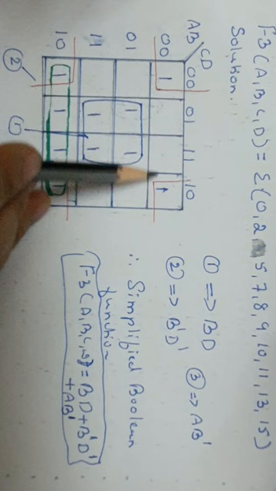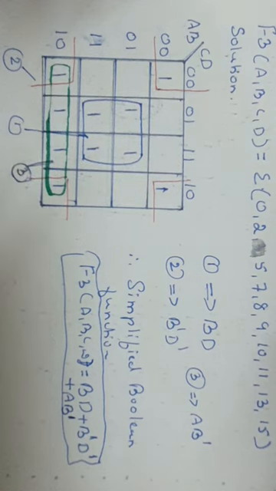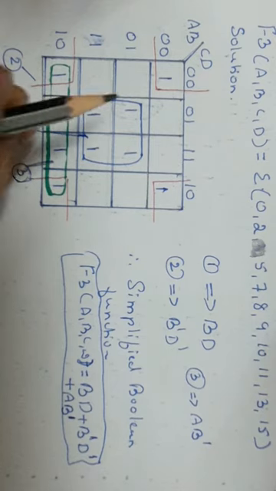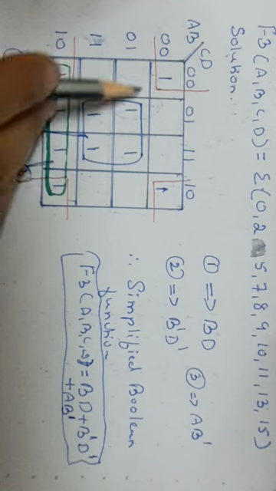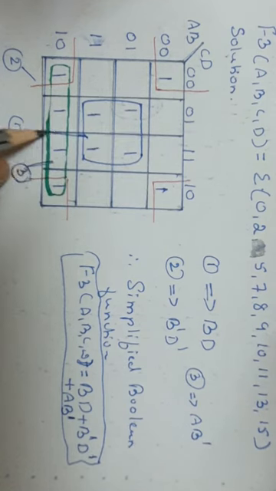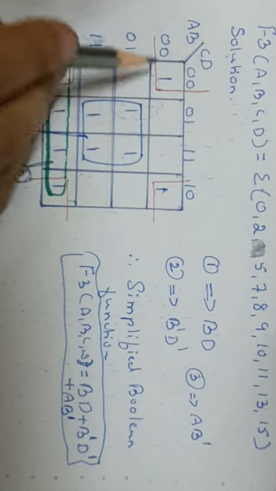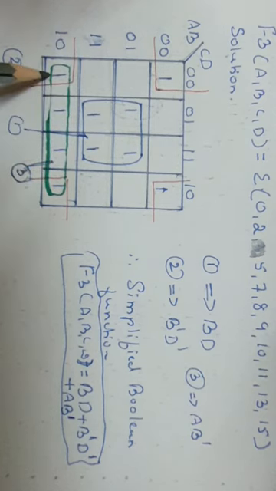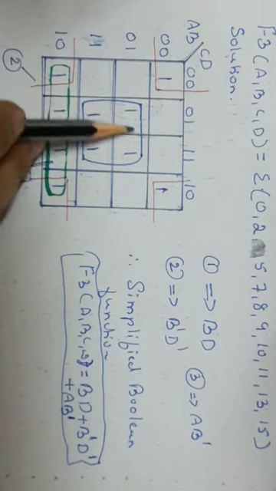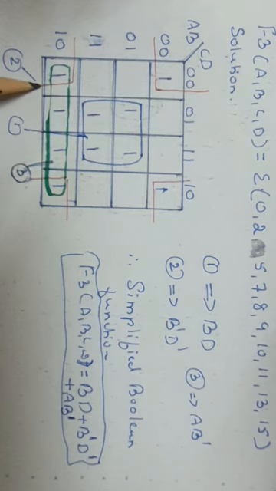So this 1, 2, 3, 4. These 4 ones make a group, that is a quad. They are treated as adjacent. Why? On this line, if you take a fold, these 2 ones fall on these 2. Again, on this line, if you take a fold, all fall in the same square. Hence, 1, 2, 3, 4 make a group. Because there are 4 members, it is a quad. This is the second group. In the first group, these 4 ones are covered. In the second group, these 4 ones are covered.